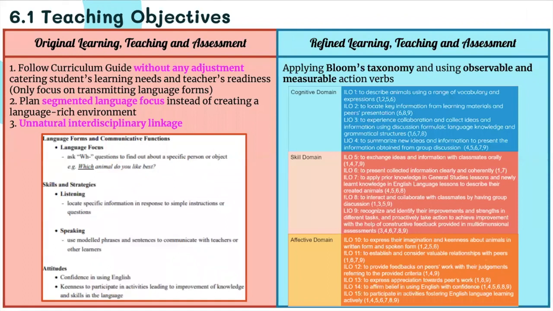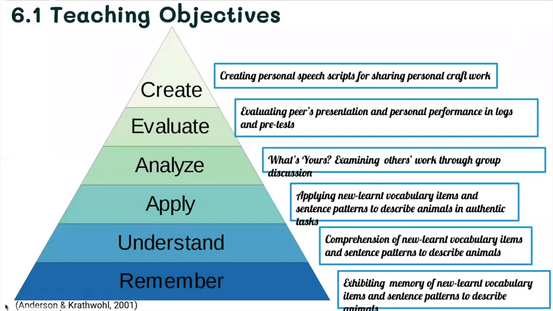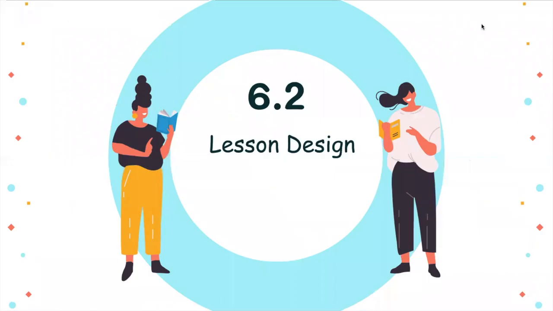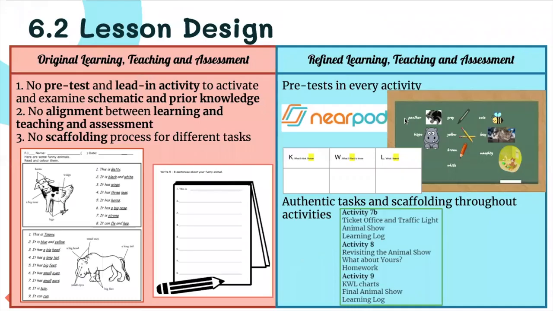And next page, please. We try to align Bloom's taxonomy very well, using concrete enough, observable enough, and measurable enough action verbs to state our learning objectives. Next page, please. I'm Eunice, and I'll be talking about 6.2, which is lesson design.